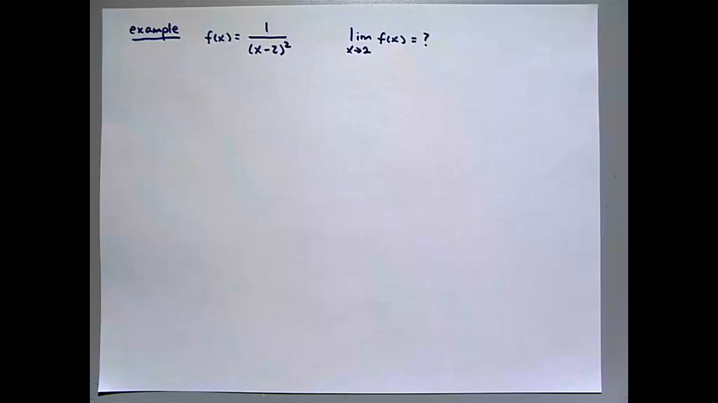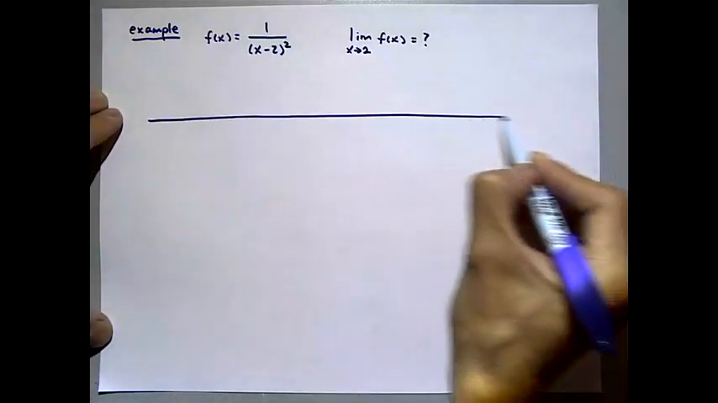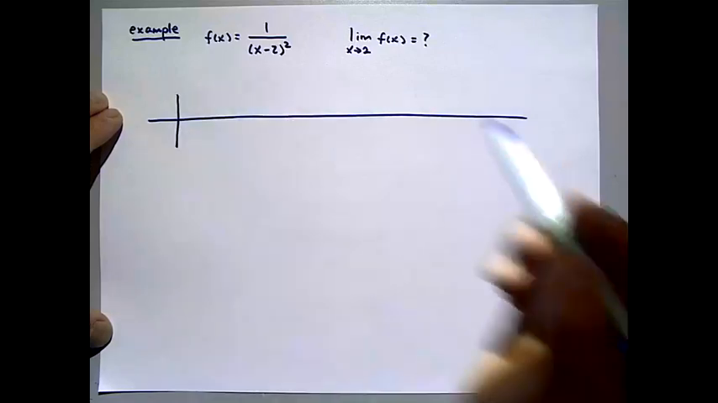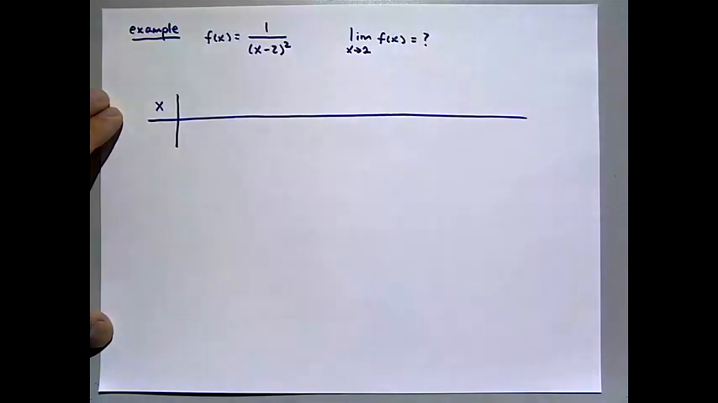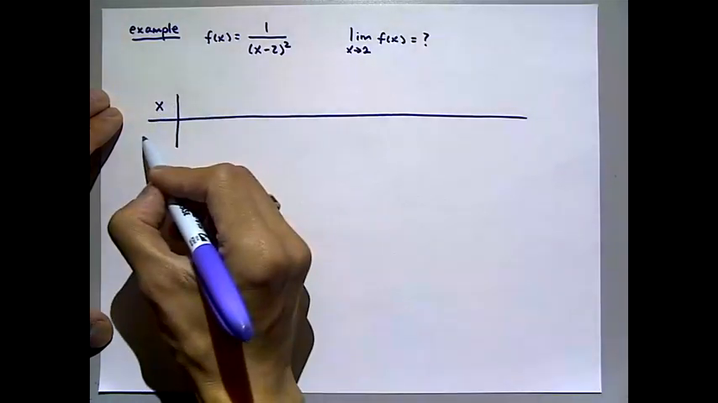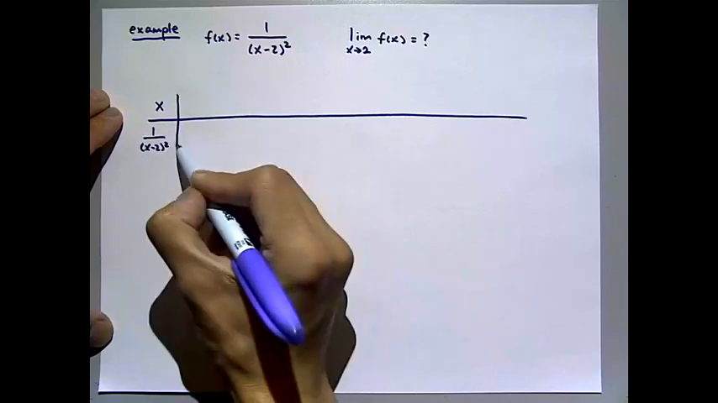For now, let's do just the very basic stuff. Just make a table and try to see the progression of the values. Eventually, we're going to learn ways to make this process go faster. But right now, let's focus on just the basic procedures. So again, I'm going to make a table here, choosing a bunch of values close to 2, and then finding out what the function 1 over x minus 2 squared is trying to do.